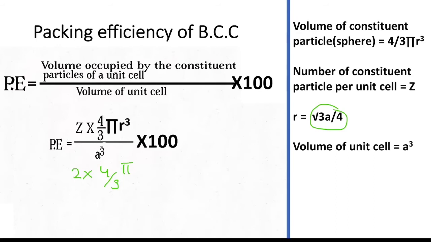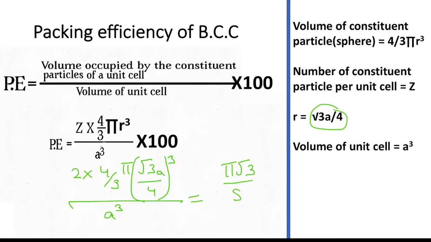Substituting everything in the formula, we have 2 into 4 by 3 pi, using r equal to root 3 by 4 a, whole cube by a cube. Calculating this, we get the answer, that is pi root 3 by 8. That answer is 68%. So 68% is the volume occupied by the atoms. The other 32% is the void.